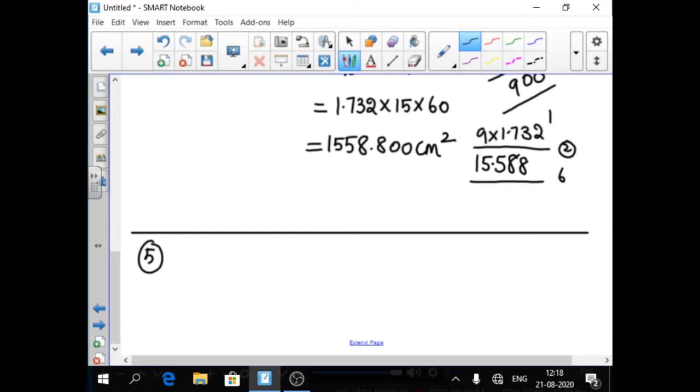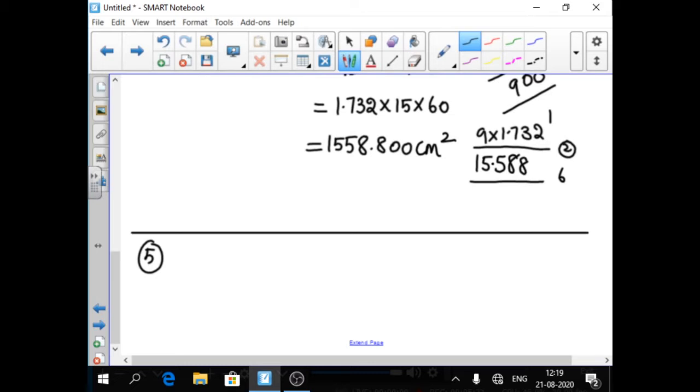The question is, an advertisement board is in the form of an isosceles triangle with perimeter 36 meter. Isosceles triangle means any two sides must be equal. Okay, so isosceles triangle with perimeter 36 meter and each of the equal sides are 13 meter. Find the cost of painting at rupees 17.50 per square meter.